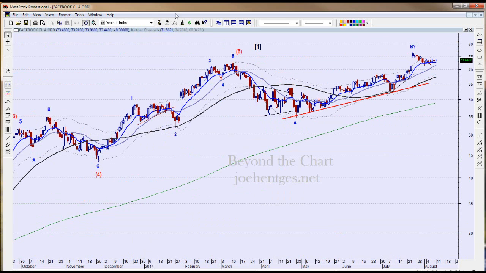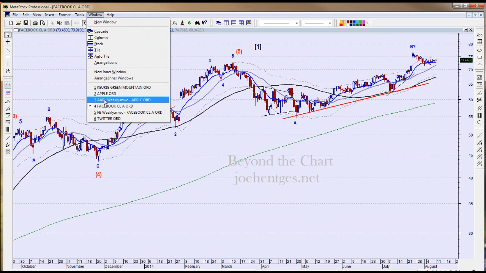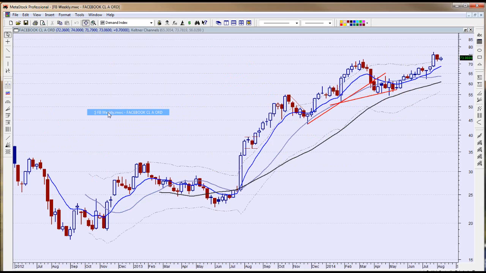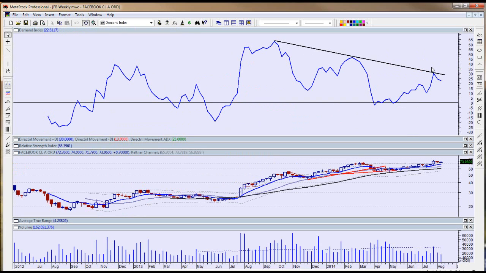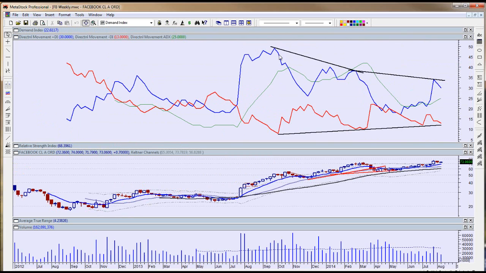But when I go back to the weekly chart, here's where I'm still thinking that we could be in a corrective mode. This move here is getting bearish divergence, very strong on the demand index, on the DI plus and DI minus. The DI minus did not continue to weaken. The DI plus did not continue to strengthen. On this push higher and this push higher.